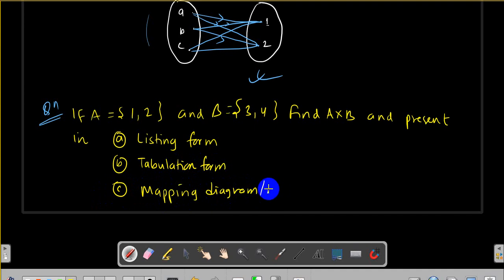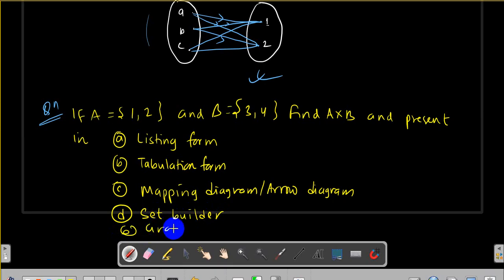Mapping diagram is also called an arrow diagram. (d) set builder form, and (e) graphical method. In all these five methods, represent A cross B.